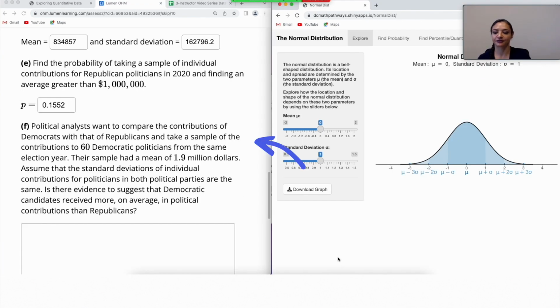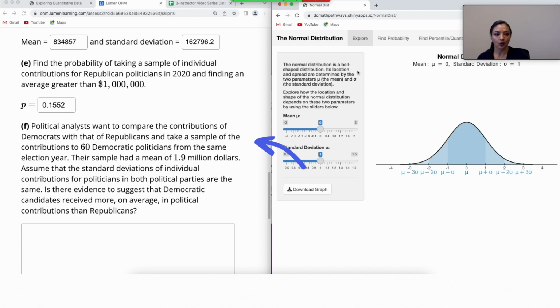Let's look at the last part of this problem. Part F. Political analysts want to compare the contributions of Democrats with that of Republicans and take a sample of contributions to 60 Democratic politicians from the same election year. Their sample had a mean of $1.9 million. Assume that the standard deviations of individual contributions for politicians in both political parties are the same. Is there evidence to suggest that Democratic candidates received more, on average, in political contributions than Republicans?